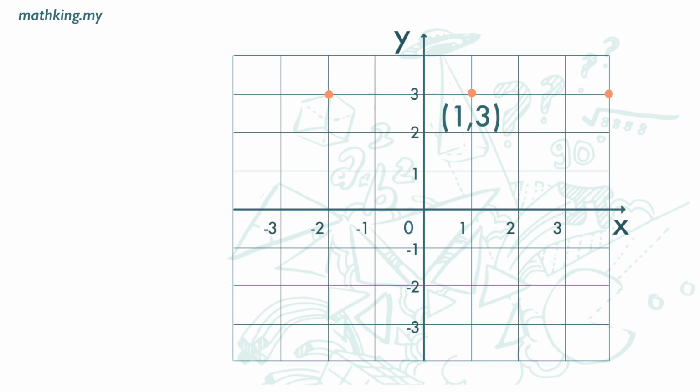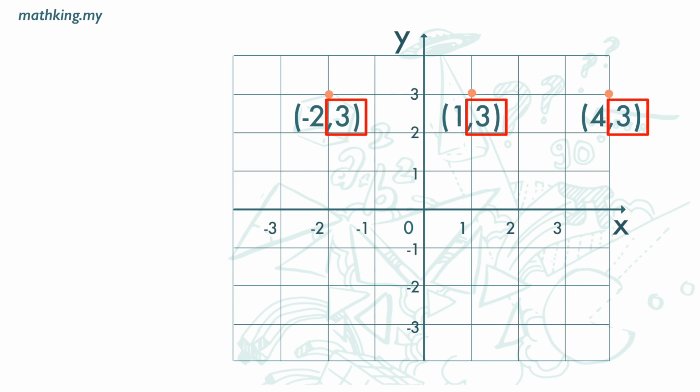The other method is to use subtraction and division. Let's look at the coordinates. The first coordinate is (-2, 3). The second coordinate is (4, 3). Note that the y-coordinate for both points is the same, which is 3. So the y-coordinate for the midpoint is also 3.